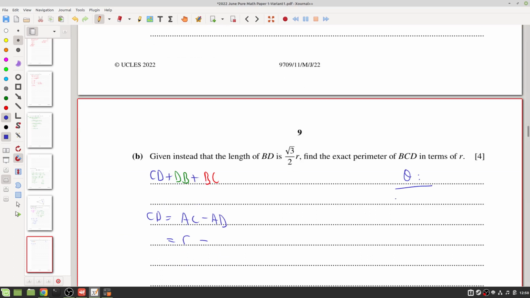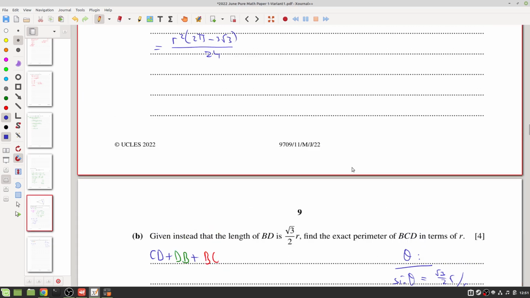So the R's will just cancel out. Sine theta equals root 3 over 2. That gives us theta is the arc sine of root 3 over 2, so theta is pi over 3.